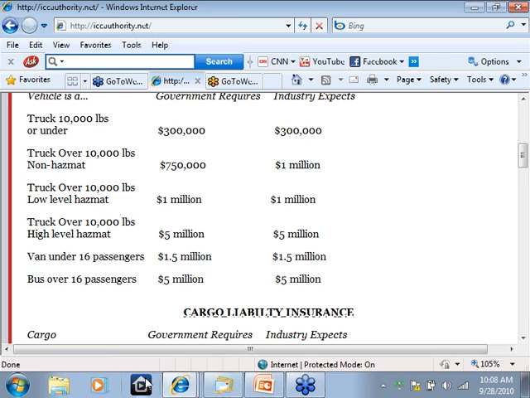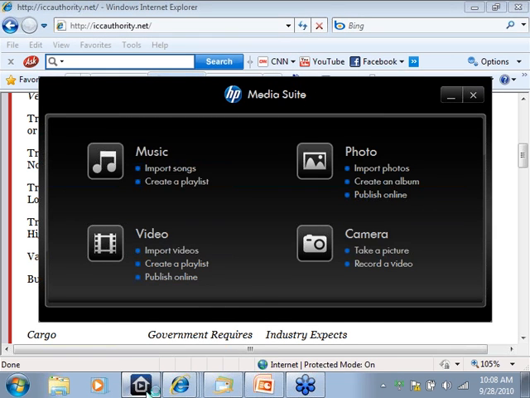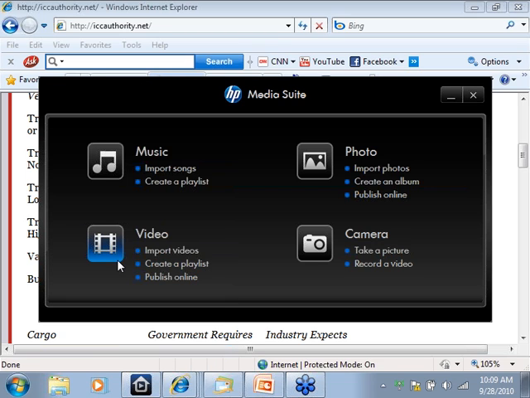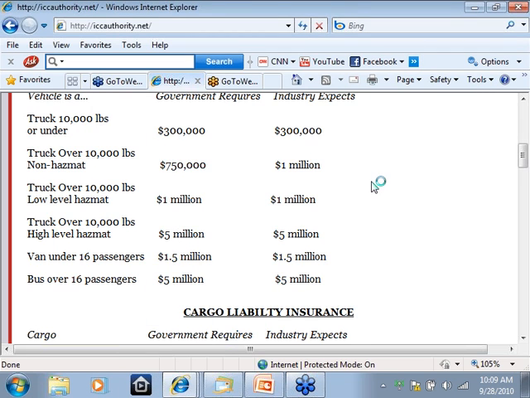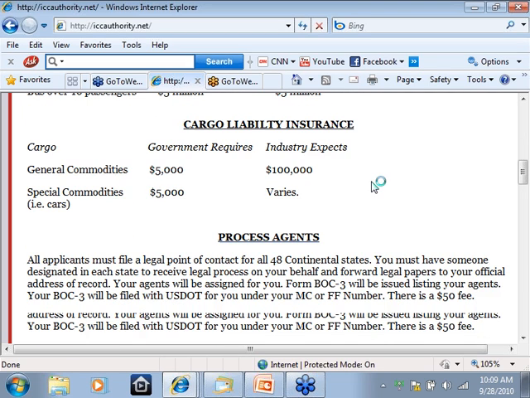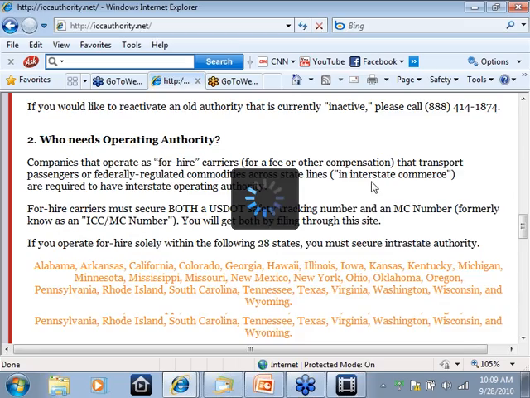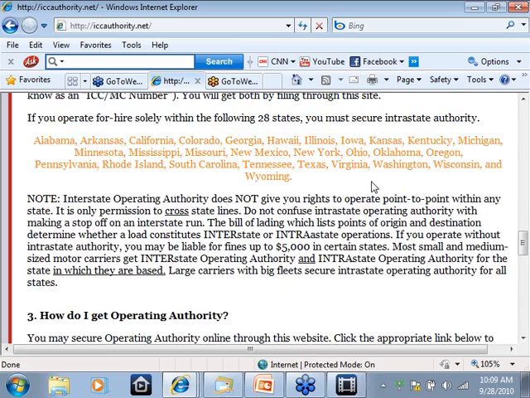As we scroll down, it actually lists which states do require state operating authority. 28 states. So if the state is listed, then the state requires operating authority if the trucking company operates point-to-point within that state. So is Georgia on the list? Yes, it is. Is Florida on the list? No, it is not. So that is in accordance with what I was just saying.